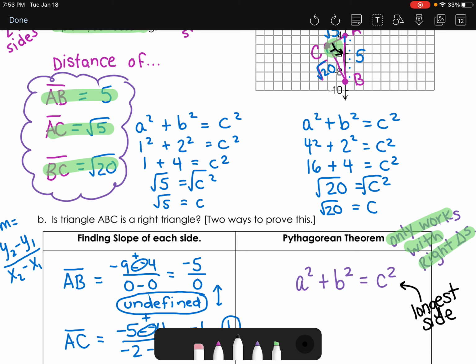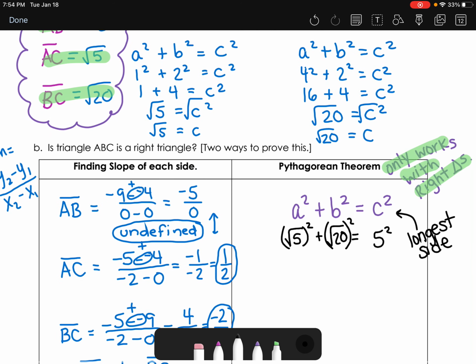Let's see if it fits. Yeah. So 5 is the longest side, so 5 is going to go in here. And then it doesn't matter what we put in for A or for B. So we'll put the square root of 5 for A. Why not? We'll square it. Square root of 20 for B. I'll put those in parentheses because we have to square it. And that equals 5 squared.